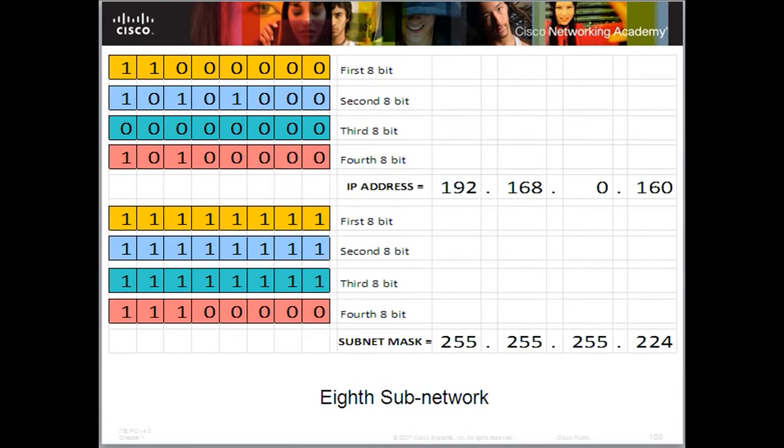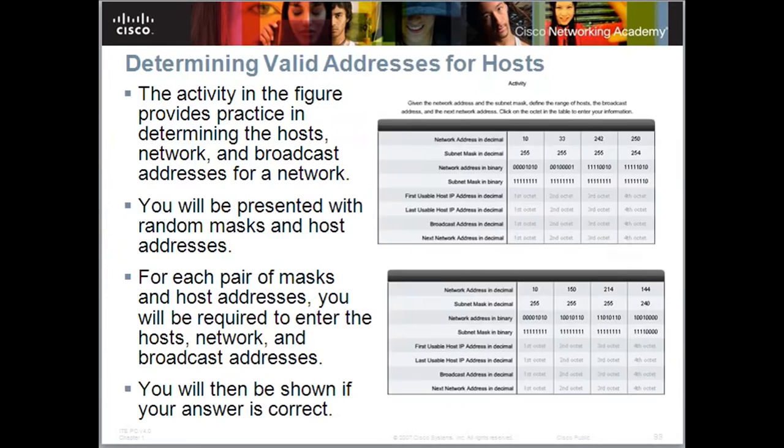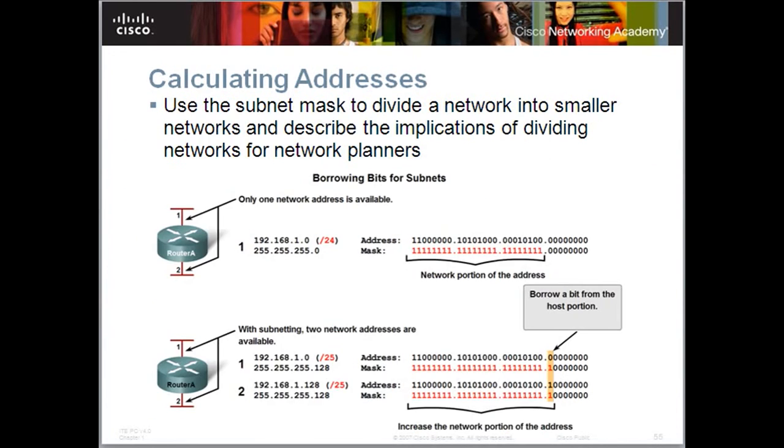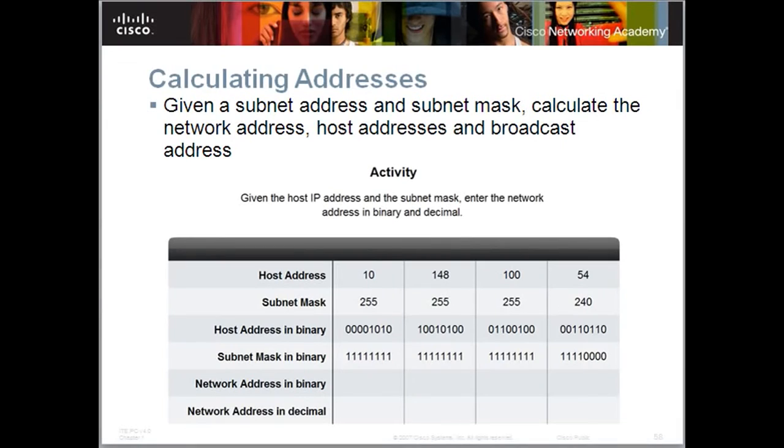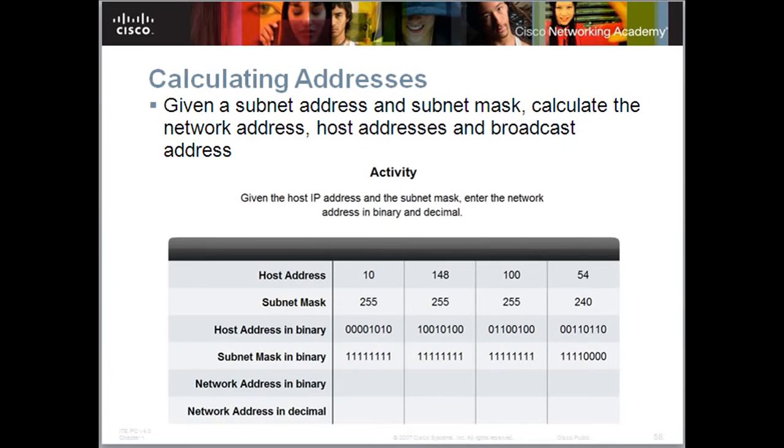Now let us do a few more examples. One activity is given: the IP address 10.148.100.54, and the subnet mask is given as 255.255.255.240. You have to calculate the subnet details.